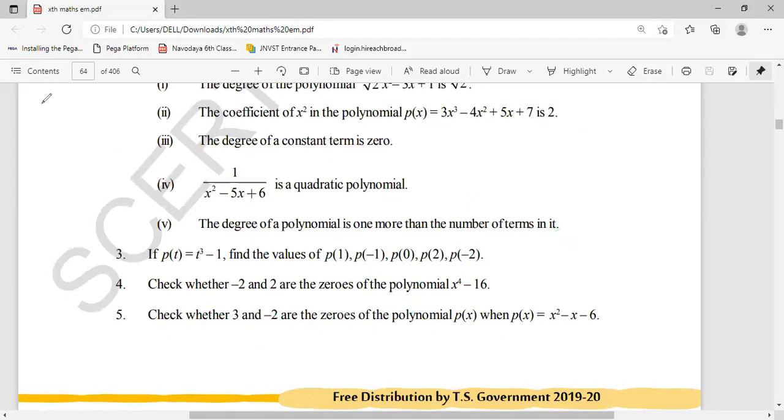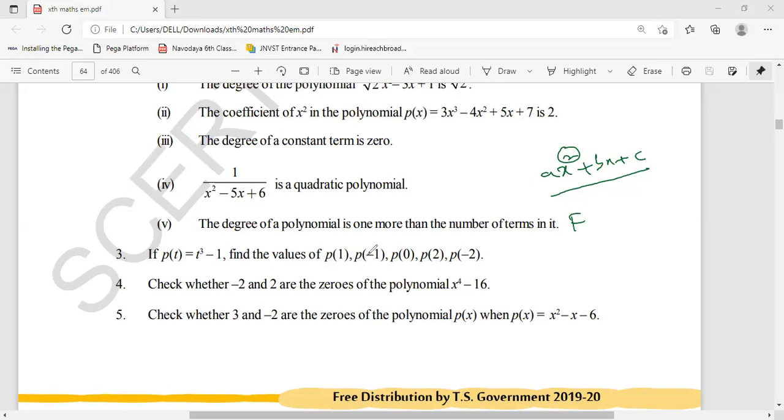Next, the degree of the polynomial is 1 more than the number of terms in it. Simple. We are saying ax square plus bx plus c. Always the number of terms is higher than the degree. But they are saying that the degree of the polynomial is 1 more than the number of terms in it. False. The power is one lower than the number of terms.